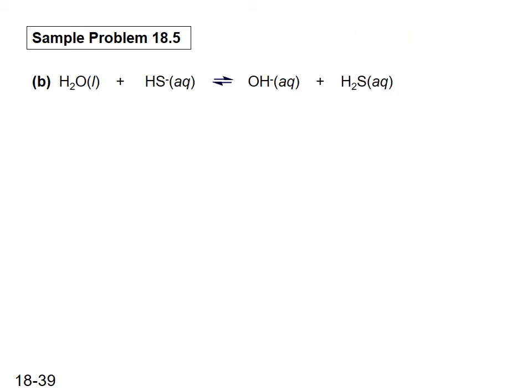In B, water forms hydroxide, so water must be an acid. Okay, it donates a proton, and hydrogen sulfide ion must be a base. Okay, and water becomes hydroxide, so hydroxide is a conjugate base, and hydrogen sulfide must be a conjugate acid of hydrogen sulfide ion.